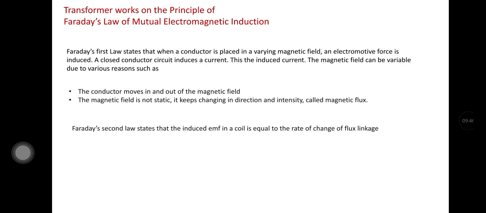The magnetic field can be variable for various reasons, such as the conductor moving in and out of the magnetic field, or the magnetic field not being static and keeping changing in direction and intensity, called magnetic flux. Faraday's second law states that the induced EMF in a coil is equal to the rate of change of flux linkage.